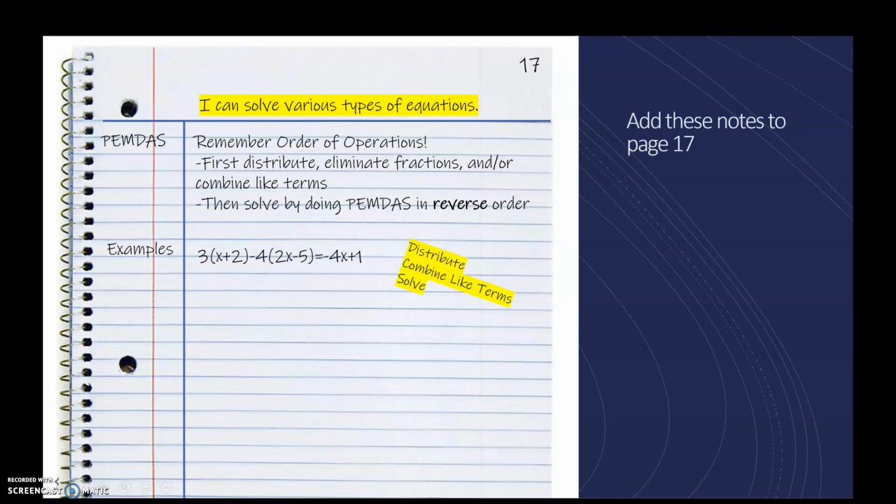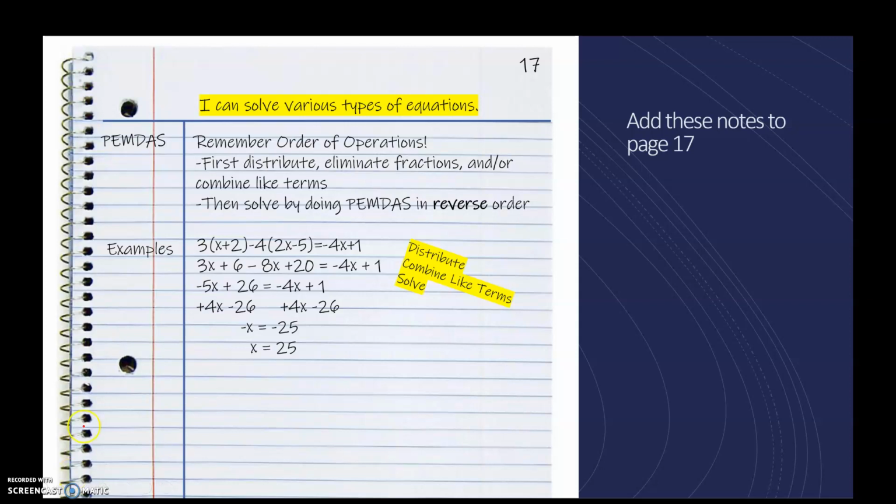So the first equation we have here is 3(x + 2) - 4(2x - 5) = -4x + 1. So what we're going to do is distribute and combine like terms. Now look guys, when you're writing here, don't take up a ton of space on your page because we've got a few problems to add on this page. Here are all your steps.